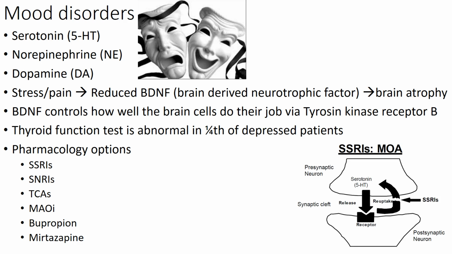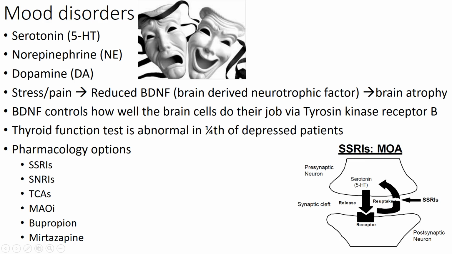And apparently, normally, the cells will do their job through lots of different receptors, but one of them is the tyrosine kinase receptor B. And they found this decrease in people who have reduced brain-derived neurotrophic factor, and it's related to stress. Another thing they've also noted is that the thyroid function test is abnormal in a quarter of depressed patients, and if they address the thyroid issues, it'll correct it lots of the time.